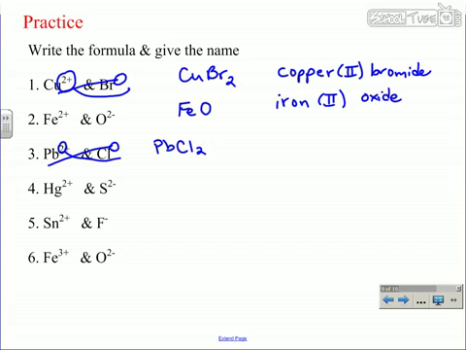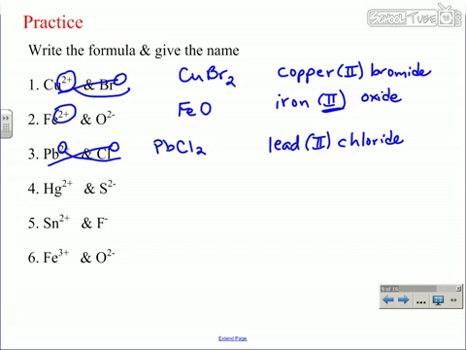Does lead need a Roman numeral? What do Roman numerals tell us? What does this mean? It means this number right here. The Roman numeral tells me the charge of the ion. So, does lead need a Roman numeral? Yes. So what would be the name then? Lead 2 chloride. You have to be specific with Roman numerals because the properties of the compound do depend on the charge of the ion.